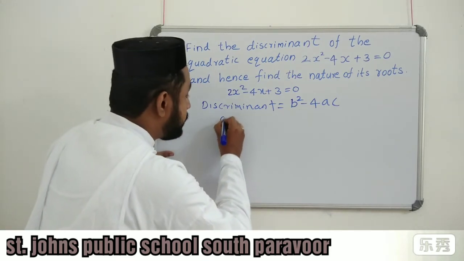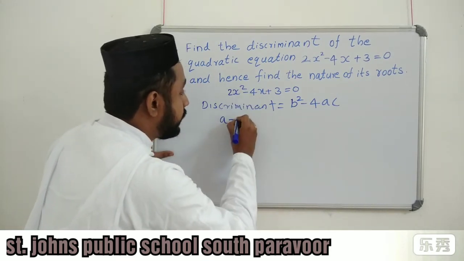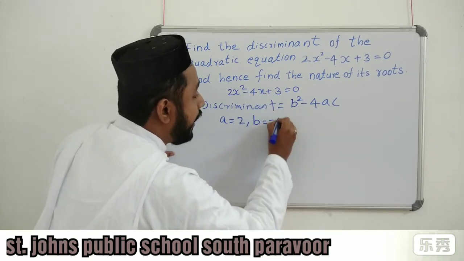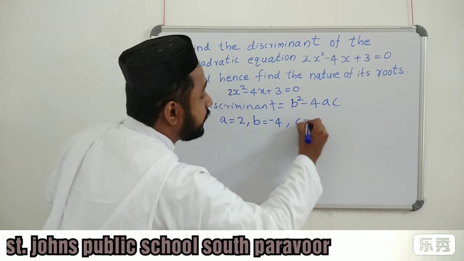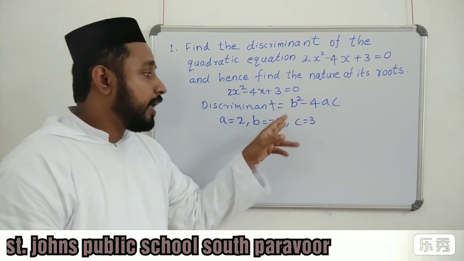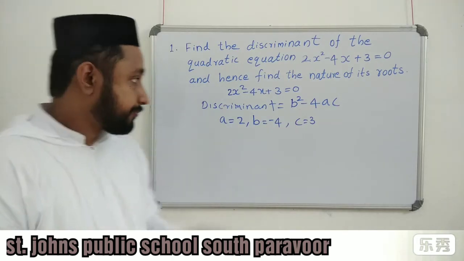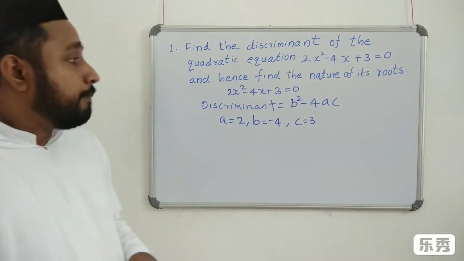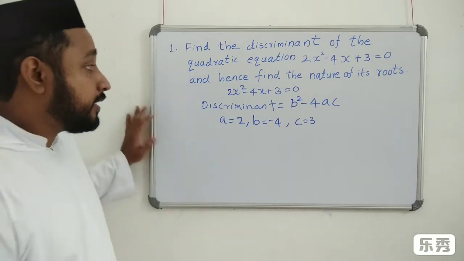We have 2x square, a is equal to 2, b is equal to minus 4 and c is equal to 3. So a is equal to 2, b is equal to minus 4 and c is equal to 3. We are going to find the discriminant of this equation. b square minus 4ac is the discriminant.